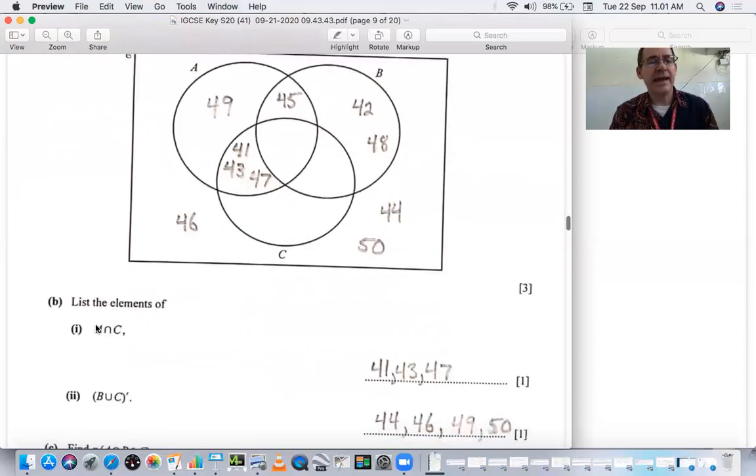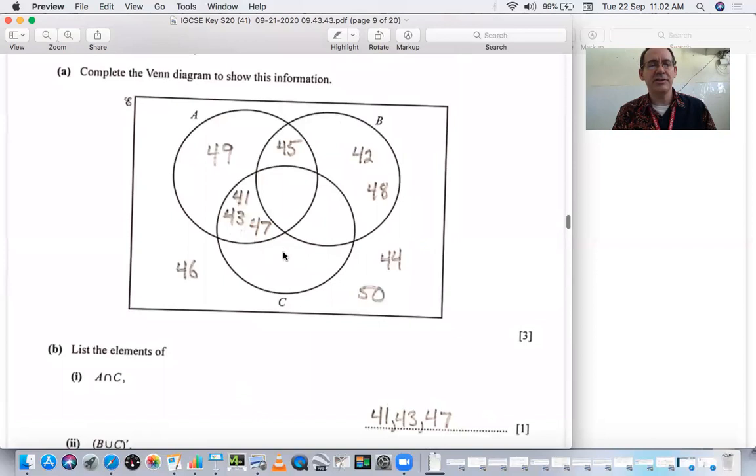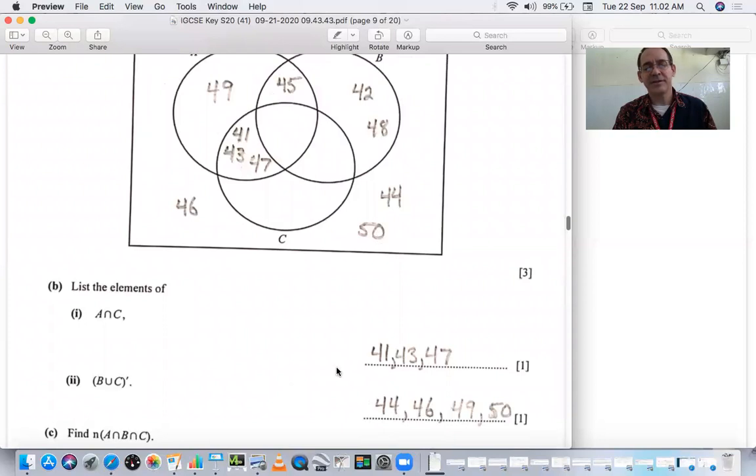List A intersect C. The upside down kind of U, a U would be union, so an upside down U is the intersection of A and C, which are these numbers here, 41, 43, and 47. List the elements of not, that's the little prime on the outside, not B union C. So B union C would be all of these. So then these 4 out here would be the not. So you have 44, 46, 49, and 50.